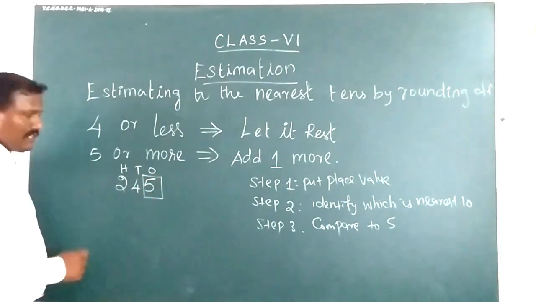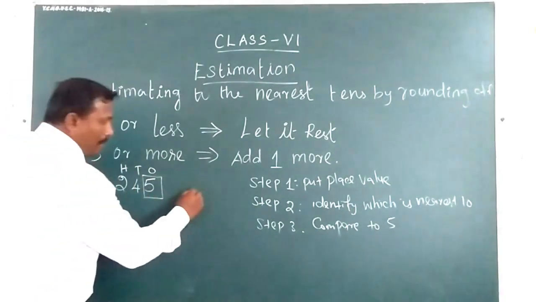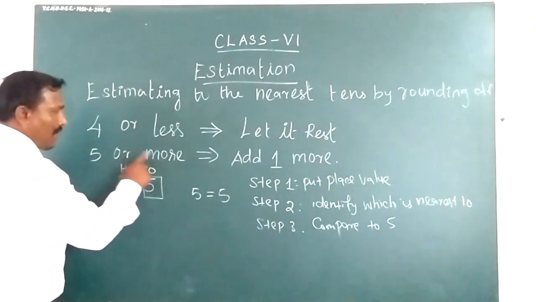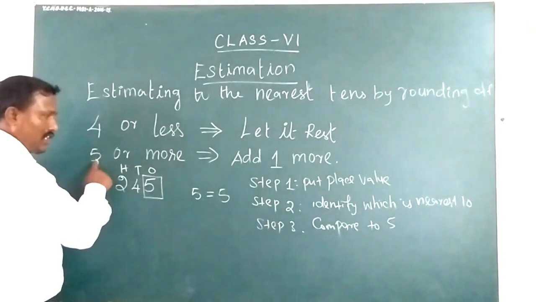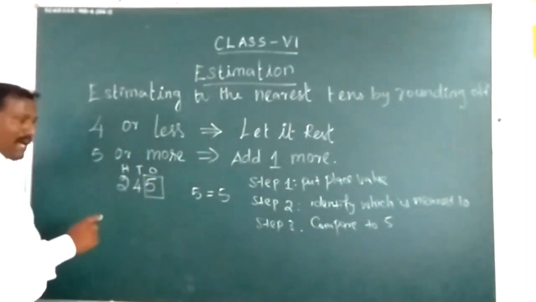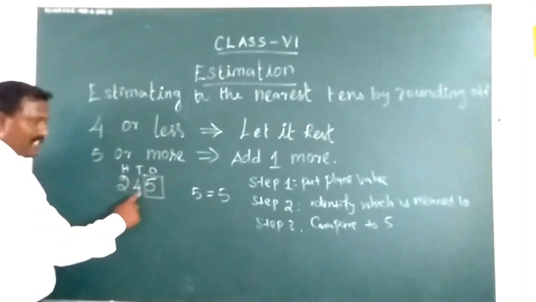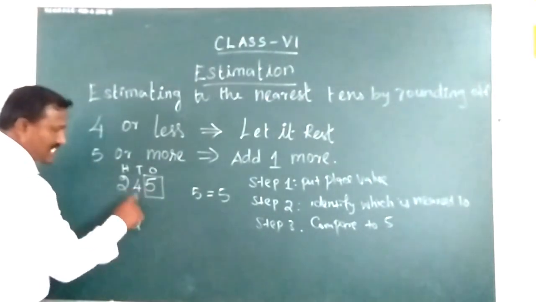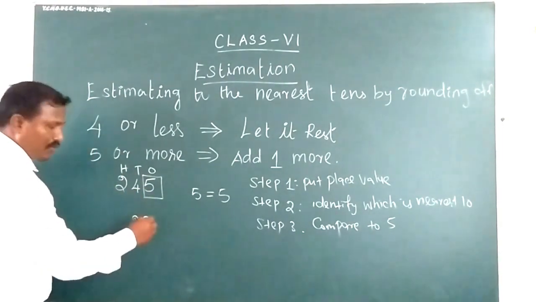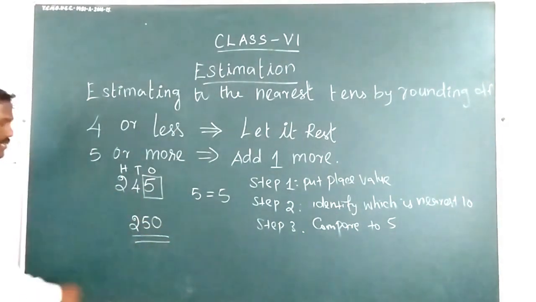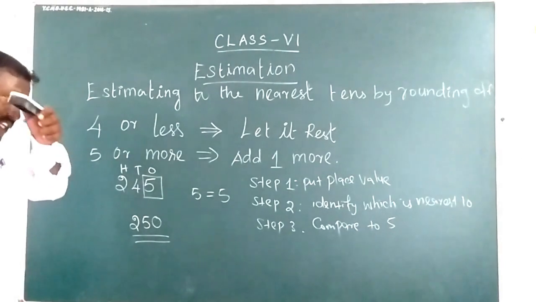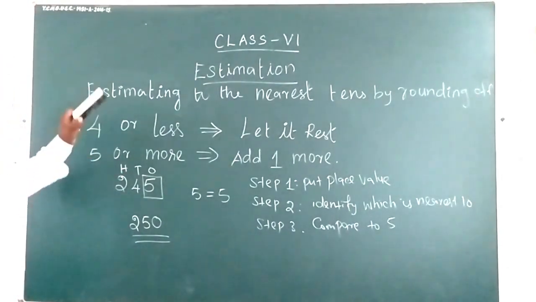Okay. Then compare 5. Take this 5, compare to 5. If you compare, it is equal to 5, no? The second rule is applicable. 5 or more means equal or more. What does the second rule say? Add one more. Where to add? Add into the tens place, not ones place. So put 2 as it is. We have to add one more. So 4 plus 1, 5. But in the ones place always put 0. So this is the answer. If you round off 245 to the nearest 10, it will become 250.